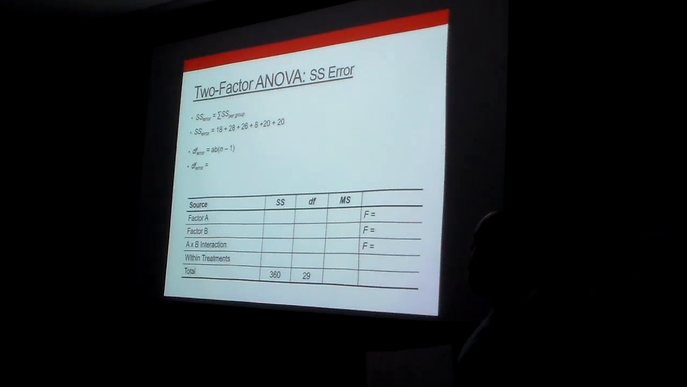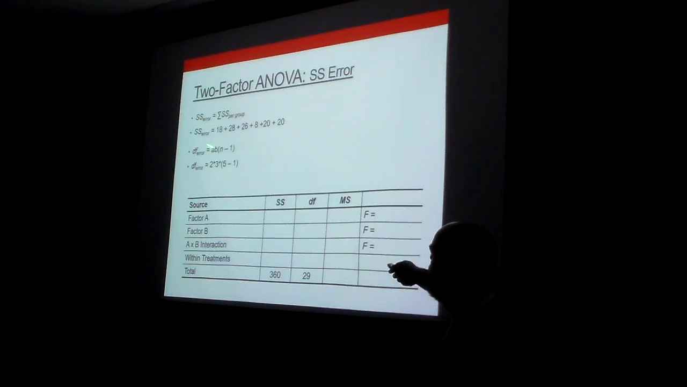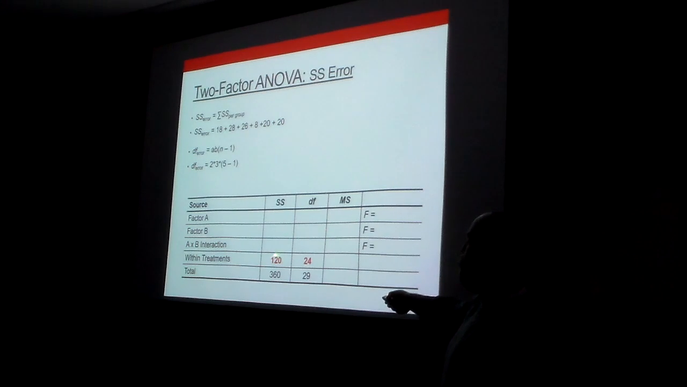Degrees of freedom calculated as we've got 2 levels to factor A, 3 levels to factor B, and we have 6 people in each cell. 6 minus 1, that's going to give us, within treatments, our sum of squares error is going to be 120, 24 degrees of freedom here.